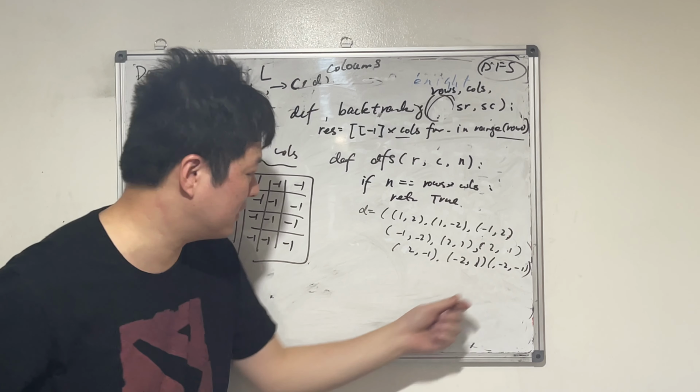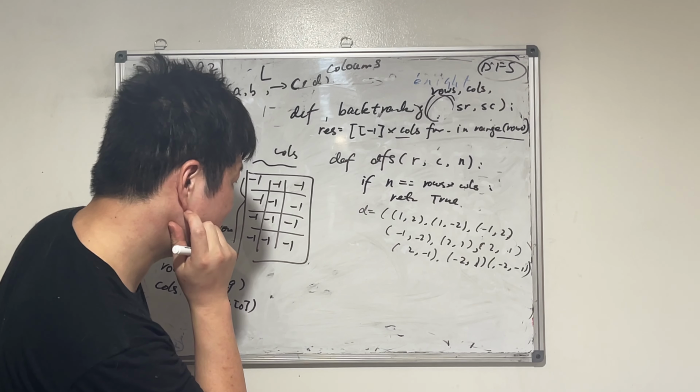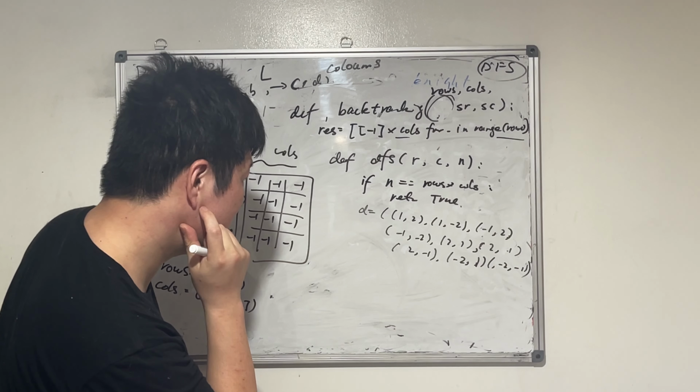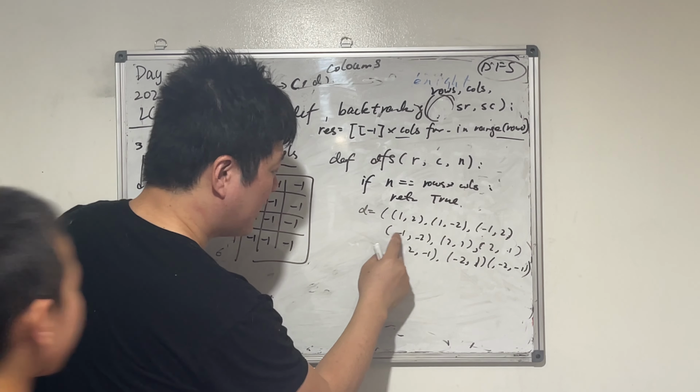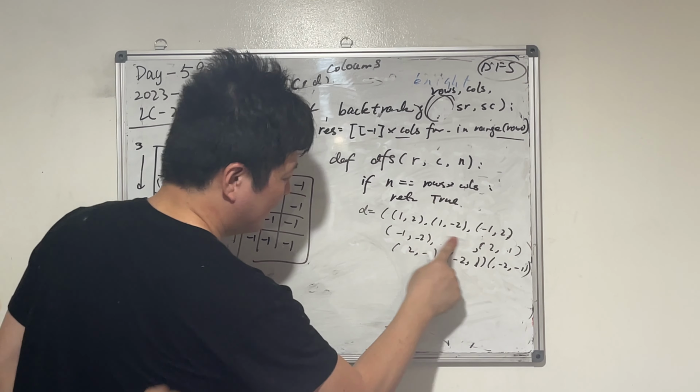There are 8. Why are there 9 here? Maybe you wrote 1 twice. 1, 2, 1, minus 2, minus 1, 2, minus 1, minus 2. Are they the same? Yeah, okay.